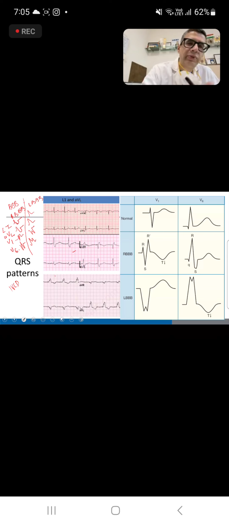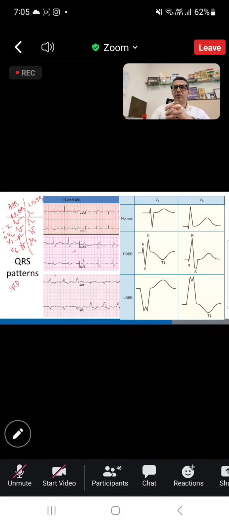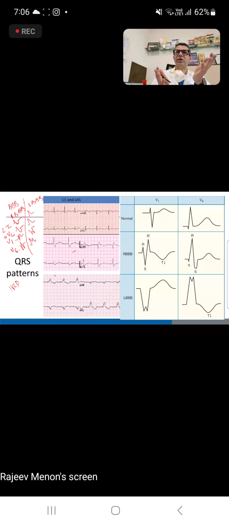Or if it is not fitting into any pattern, that means based on L1, AVL, V1 and V6, you are not able to differentiate whether it is RBBB or LBBB, then it is again an intraventricular conduction disturbance. Okay. So once you have a broad QRS, you decide whether it is RBBB pattern or LBBB pattern. If it's both RBBB and LBBB, one in limb leads, one in chest leads, then it is IVCD. Or neither of the two, then again it is an intraventricular conduction disturbance.